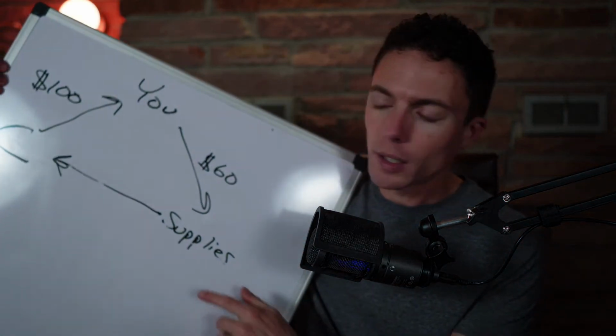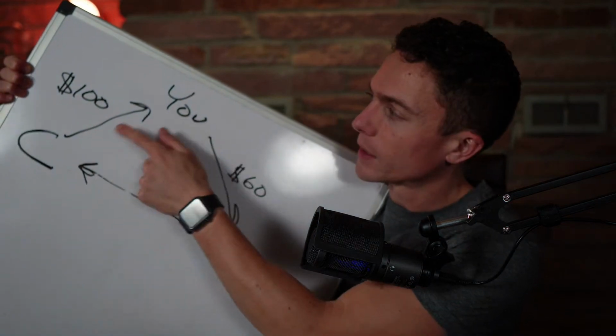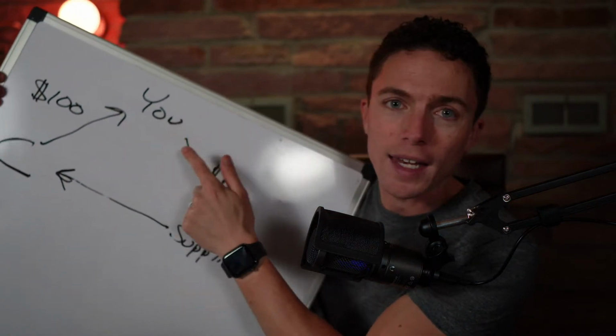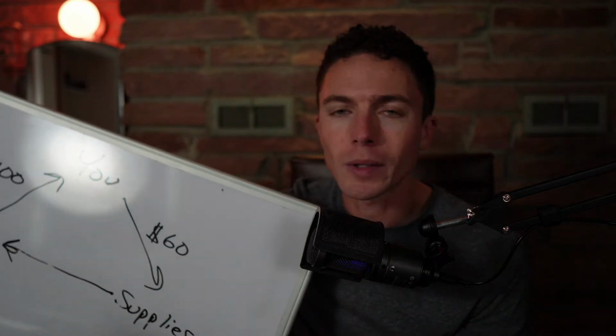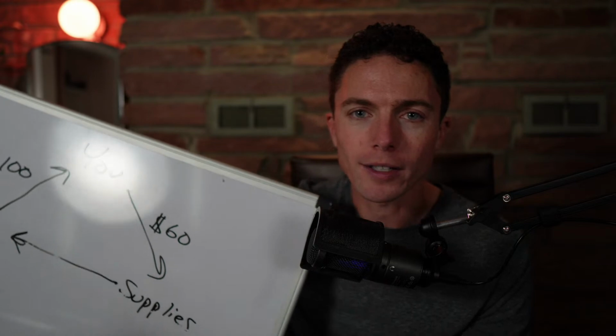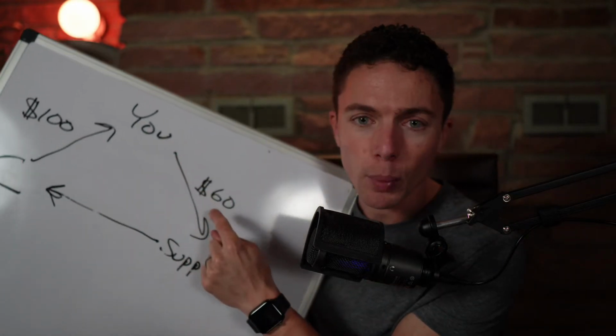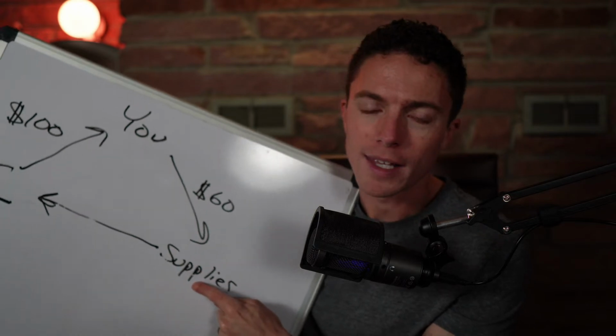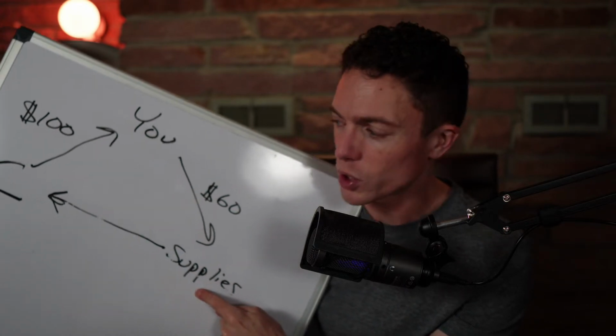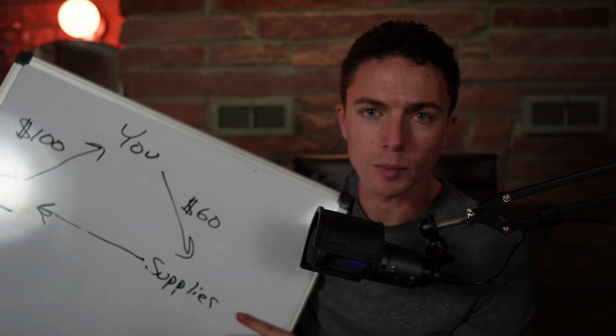So they buy an item from you. Let's say they pay $100. Then at that point, you then buy the item. You don't own that item. You don't have that item in stock. You don't have a warehouse full of that item. You then spend a portion of that, let's say $60, buying it from your supplier. And then as soon as you buy it from your supplier, they ship it directly to your customer. That is the way that this works.